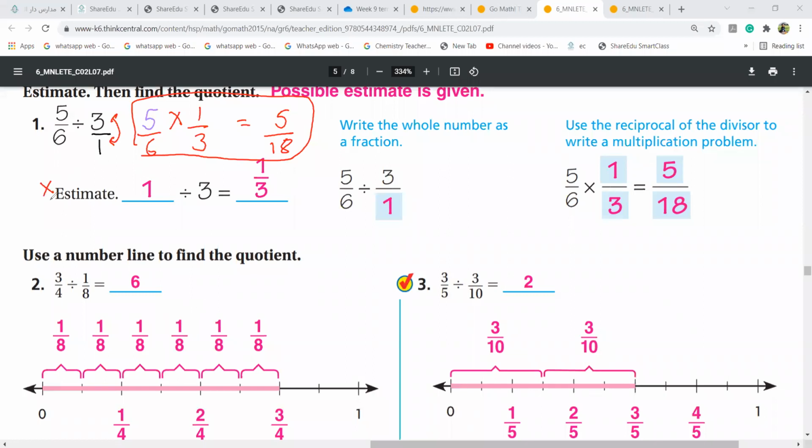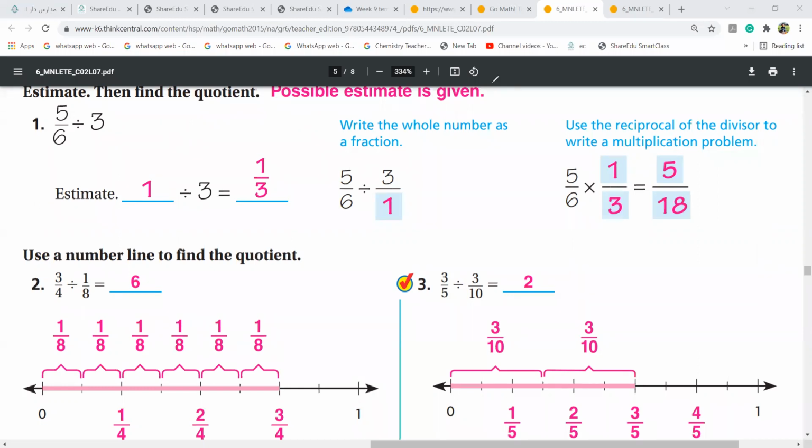Let's put a cross mark on the estimate, it's not important. This part and this part is important. First, we need to make it a fraction by putting it over 1, and then we have to follow the steps. Completed, girls? Did you complete?